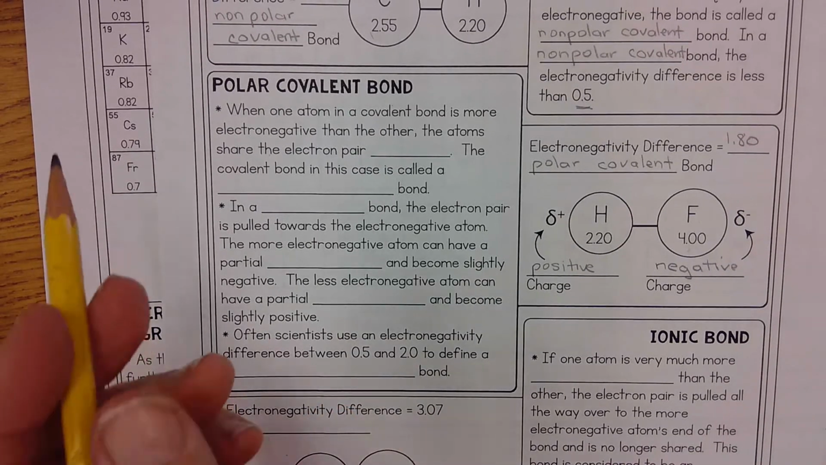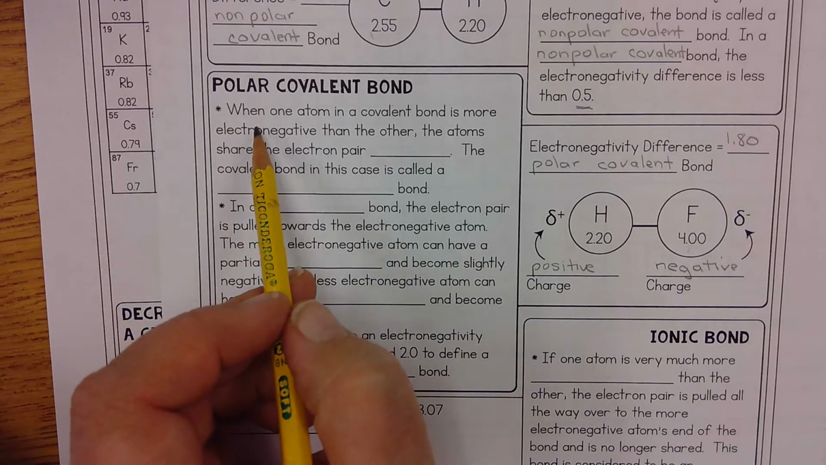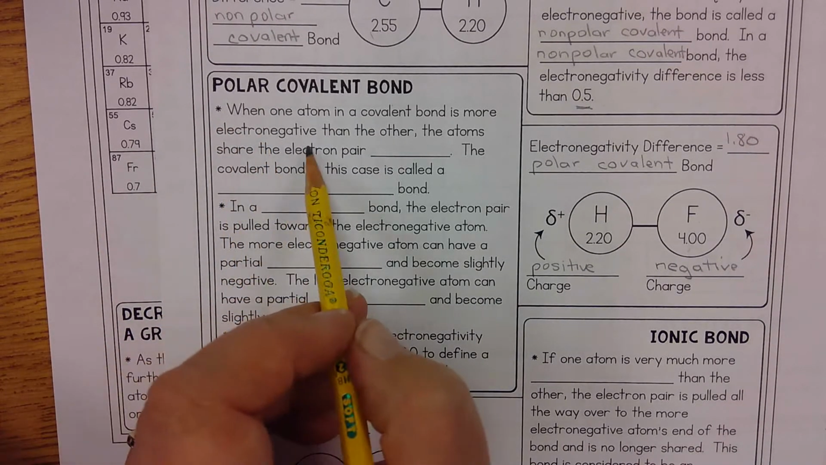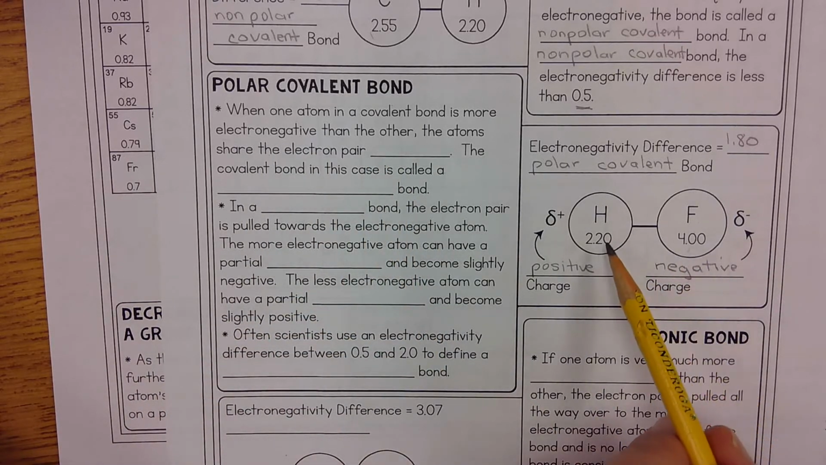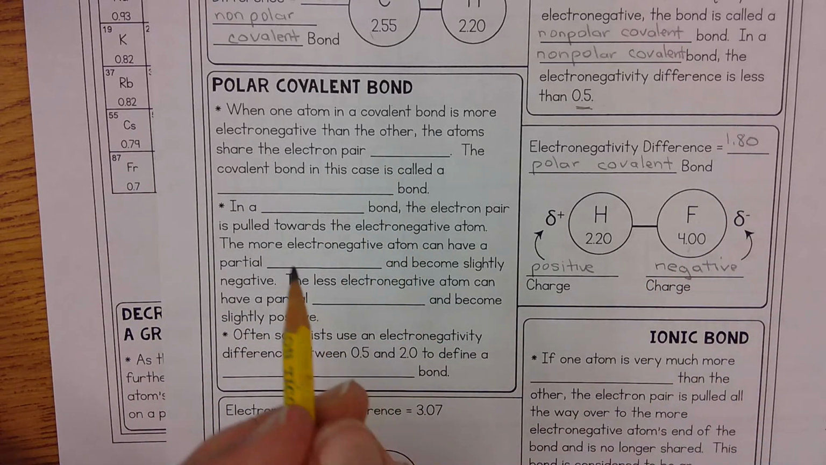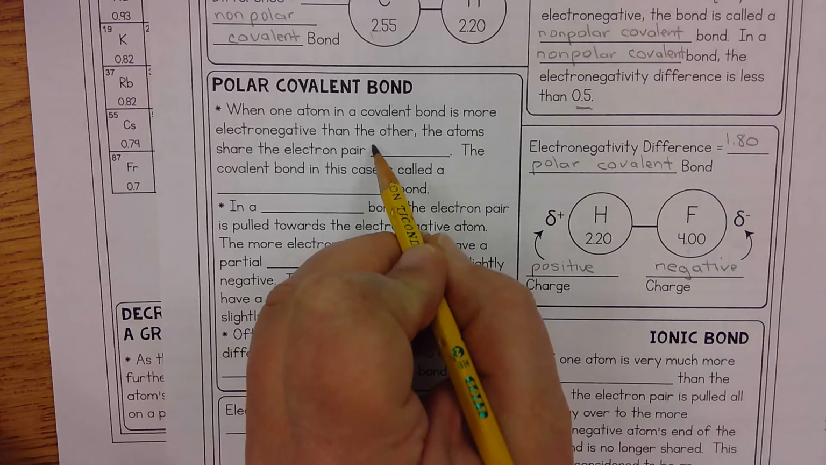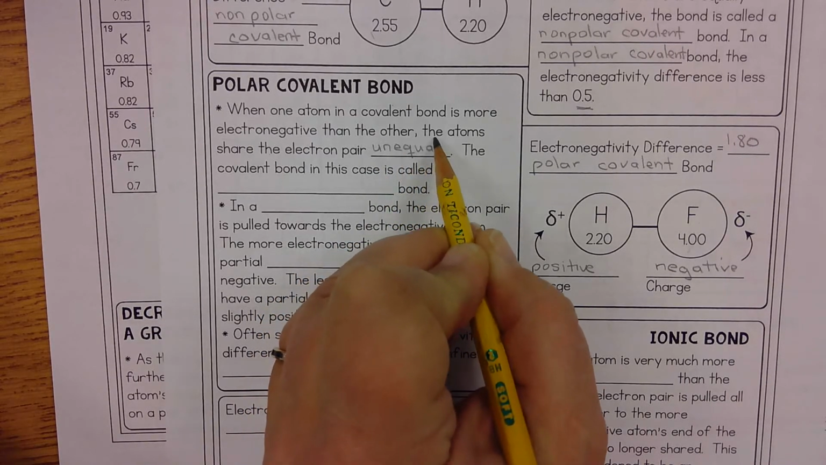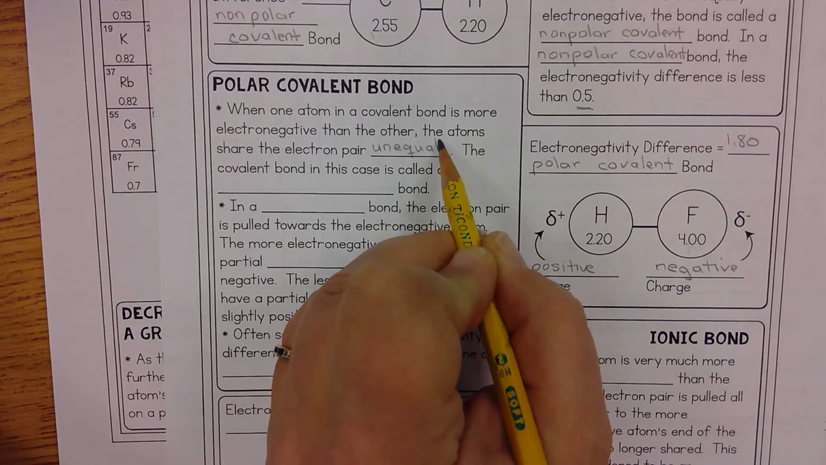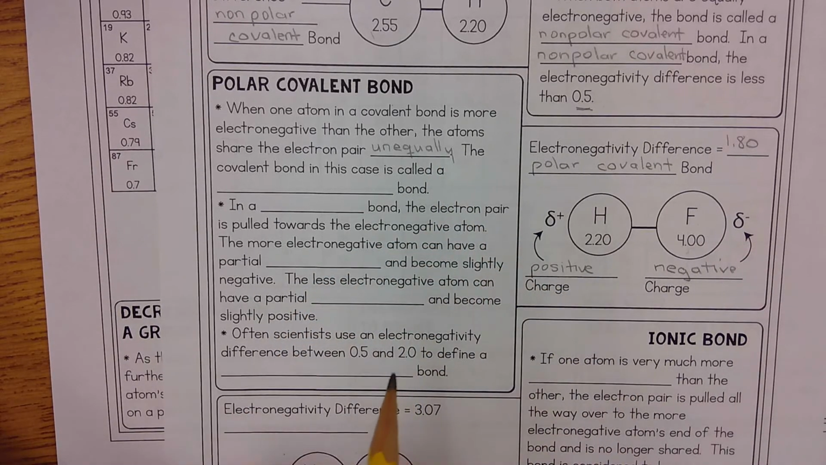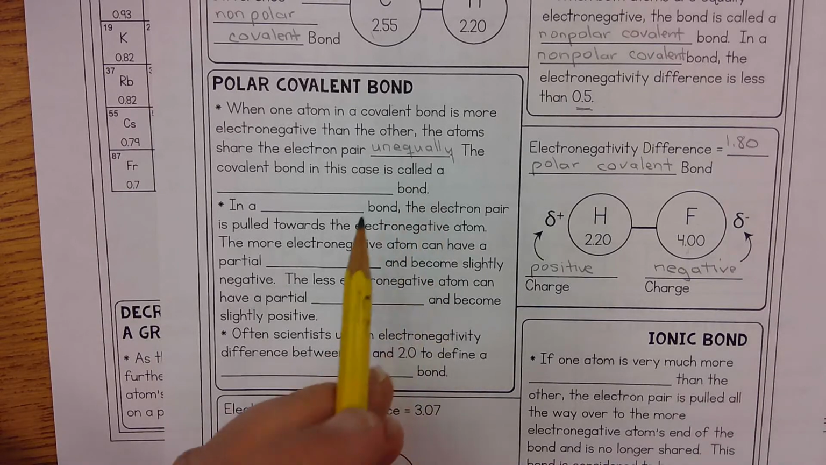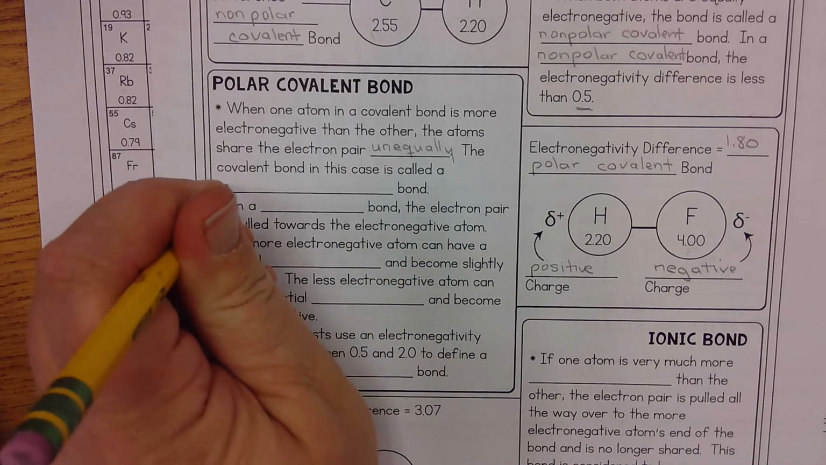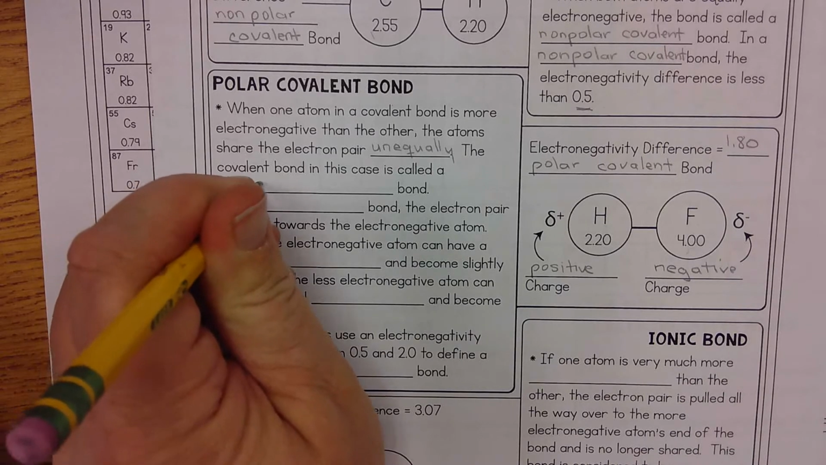So a little more about polar covalent bonds. When one of them is more electronegative than the other, like we had over here, 4 versus 2.2, the atoms share those electrons unequally, just like I just talked about, right? Unequal. Okay. Sometimes I have to stop and spell. Sorry. So there's an unequal sharing, and that's called a polar covalent bond.